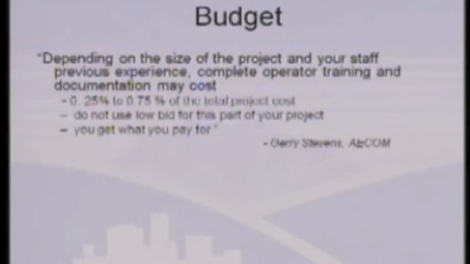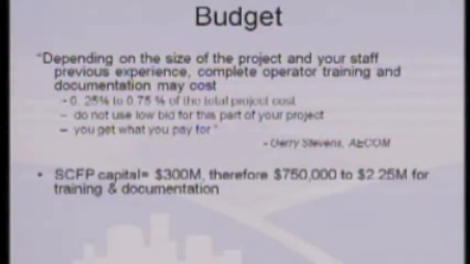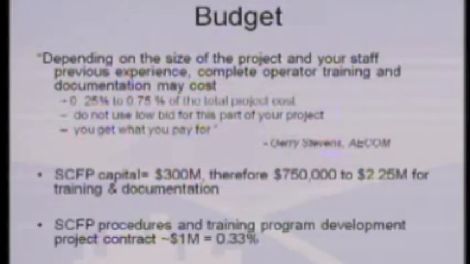Budget. Somebody asked a question earlier about budget. We had already started our project when Jerry Stevens, who was with Earth Tech, which is now AECOM, gave a presentation at our section conference, and this was on one of his slides, and I just thought, oh my God, you've got to be kidding me. I was so amazed because the capital for the filtration plant itself was $300 million, so you'd expect somewhere between $750,000 to $2.25 million, based on his quote here of 0.25 to 0.75% of the total project cost. And we were right in that ballpark, actually at the low end, 0.33%.